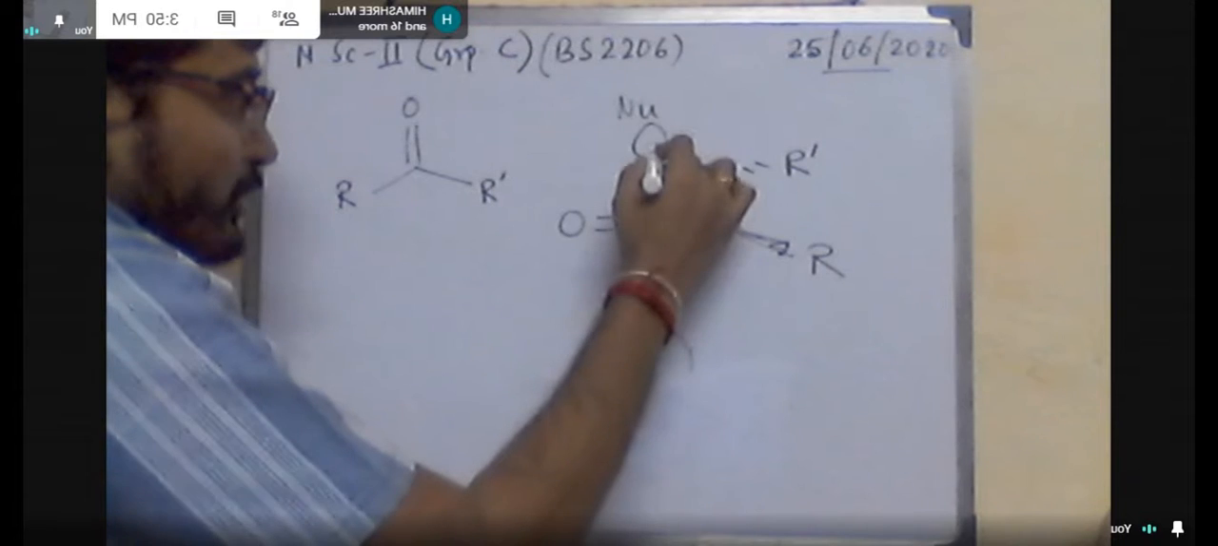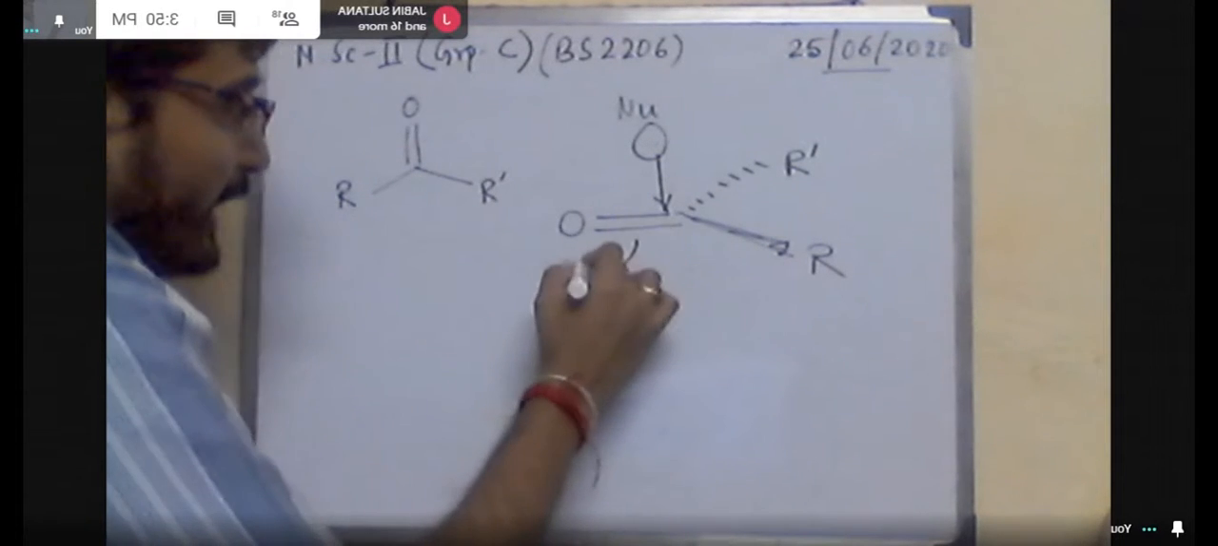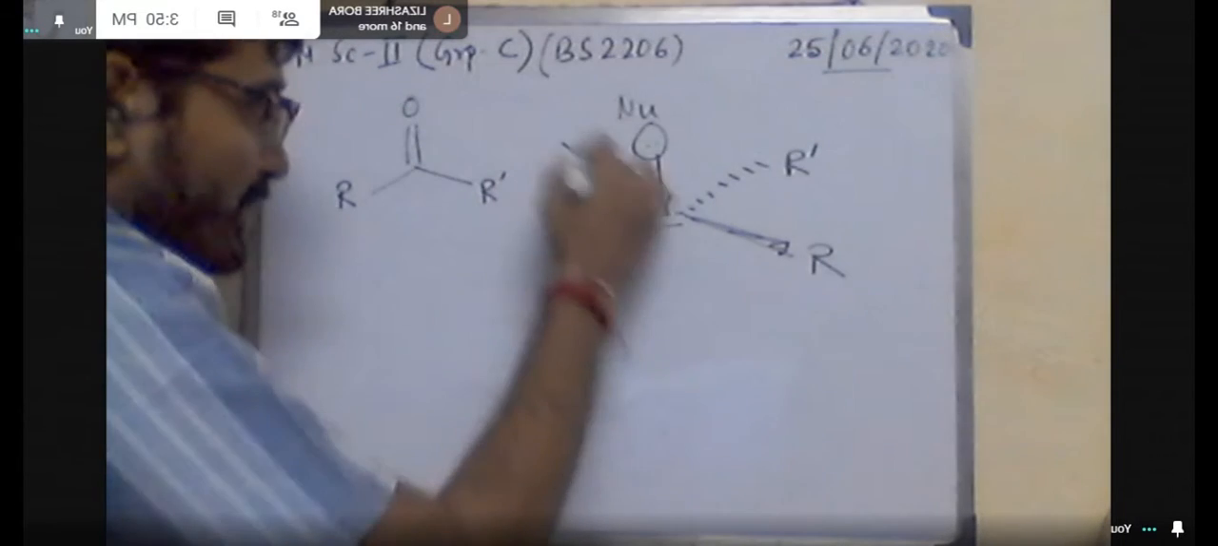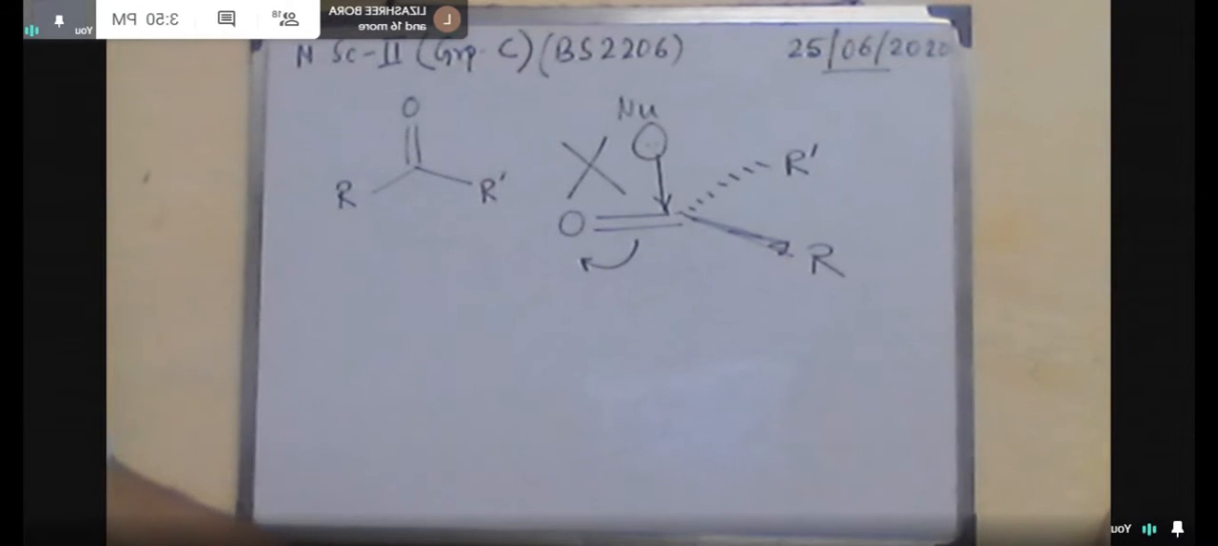Why is it not feasible? Because we know this is the pi cloud of this center, or we can write it this way.